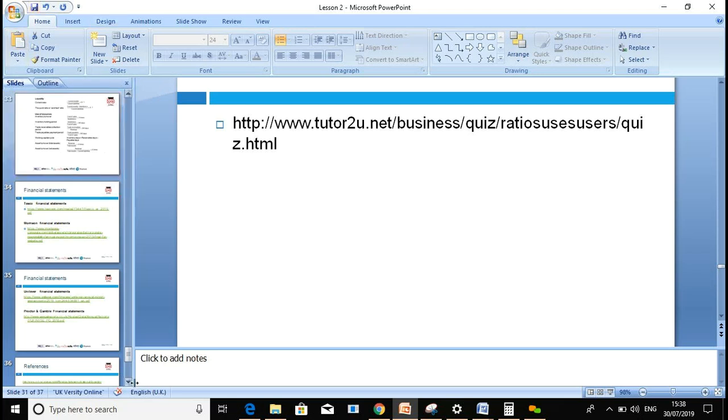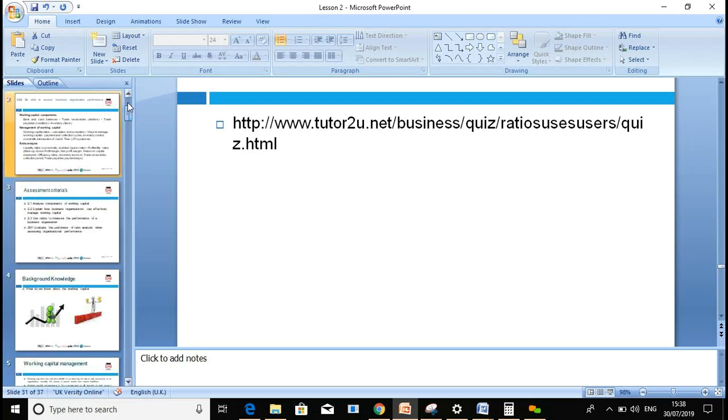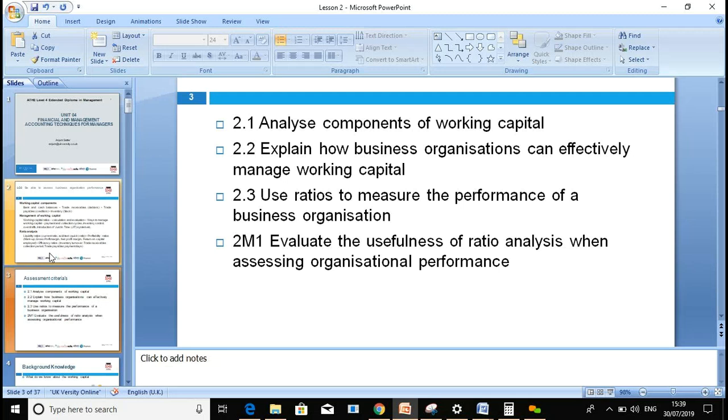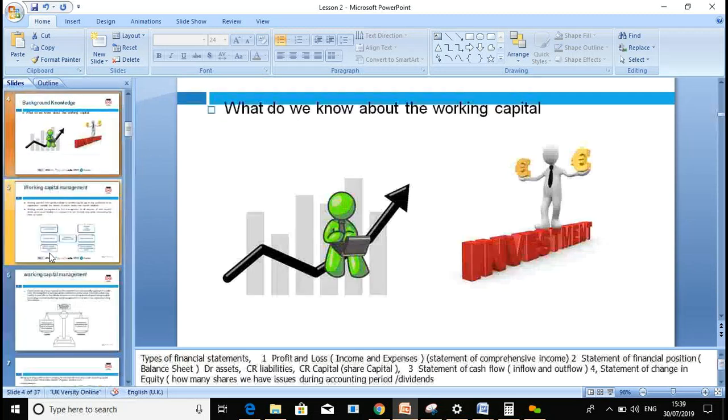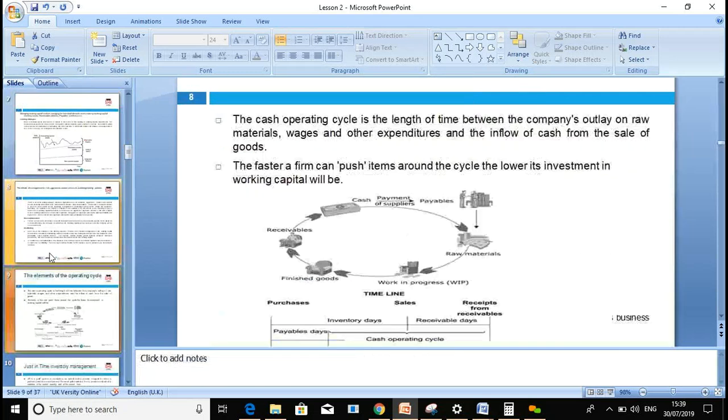So that's all today. Today we discussed what is meant by financial ratios, how many types of financial ratios there are, and how many types of financial statements there are. We discussed liquidity ratios and we'll analyze them by looking at the statements. So that's all today. Any questions?